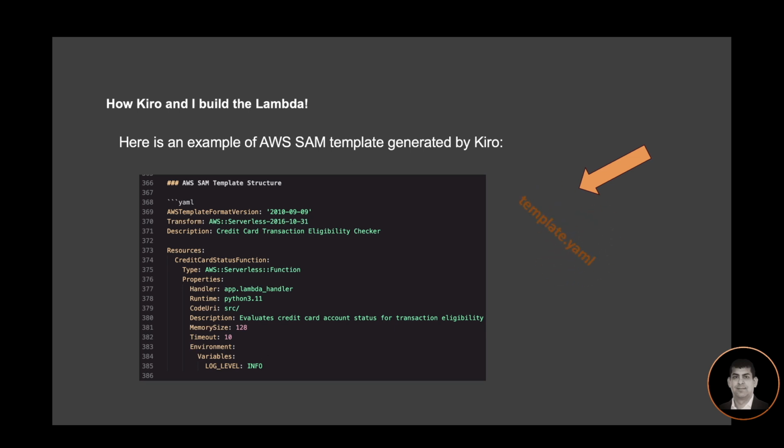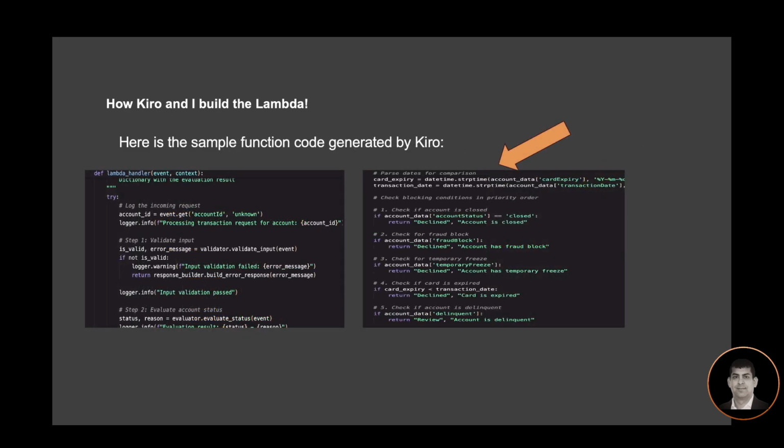And then it also generated the Lambda function code. I did not have to write it. Kiro's agentic approach generated it, and here is my Lambda handler, and then it generated logic around various different conditions that I wanted in my business function, like if account is closed, if it's fraud, if it's frozen, if it's expired, and so on. So it built all those conditions, and it gave me a fully functional Lambda code, the function that I can test and I can use in my workflow.